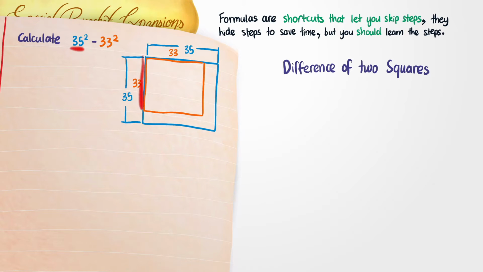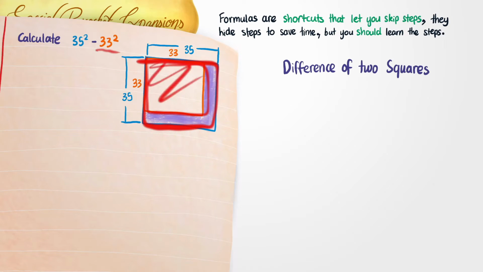Notice that the 35 squared is this outer square, and the 33 squared is this inner square over here. Now, if we want to subtract them from each other, then we're trying to find the area between the two squares. In a sense, you can think of this like we started with the outer square, and then we decided to take away the inner square, and then all you're left with is the space in between them.